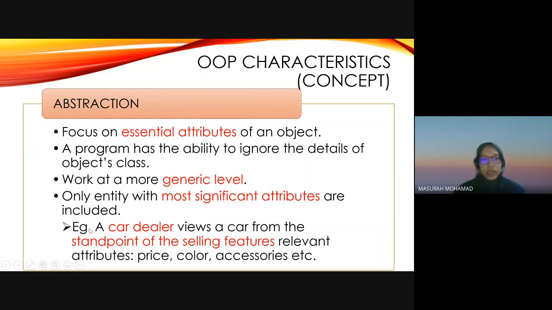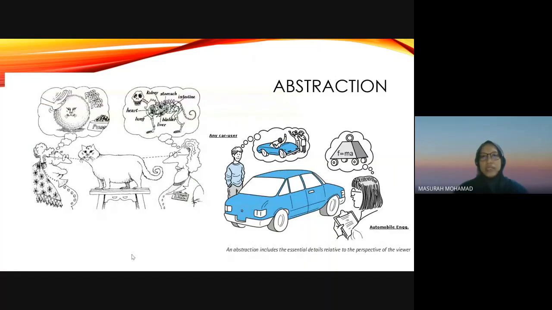Okay, let's look at the example. A car dealer views a car from the standpoint of the selling features, relevant attributes such as price, colors, and accessories. A car dealer doesn't want to view a car from a different view. Let's say how the engine is being manufactured, how the engine is being put inside the body. The car dealer doesn't want to know that. It only wants to know from its point of view. Okay, let's look at another example.